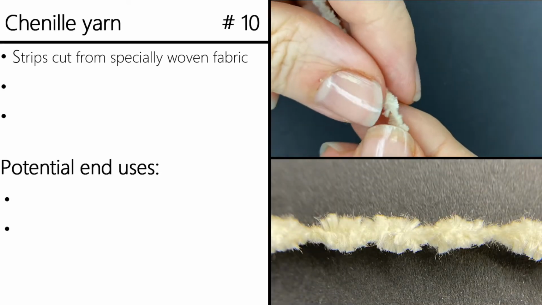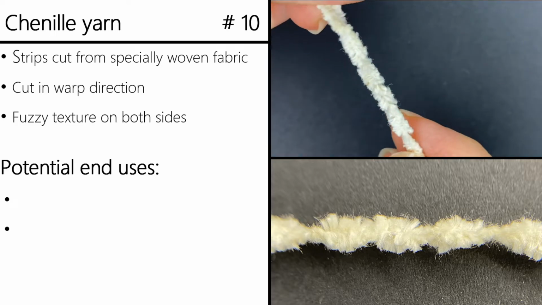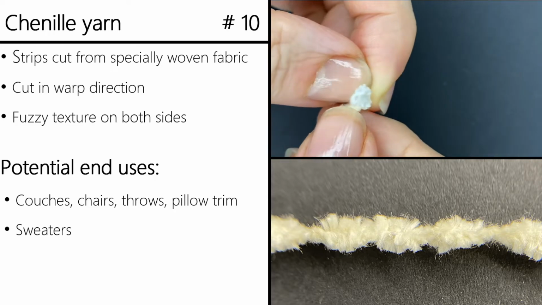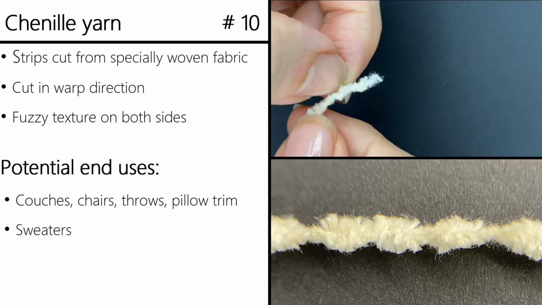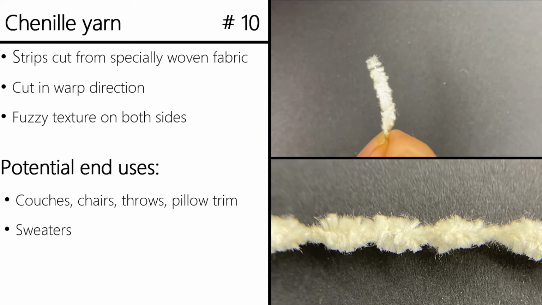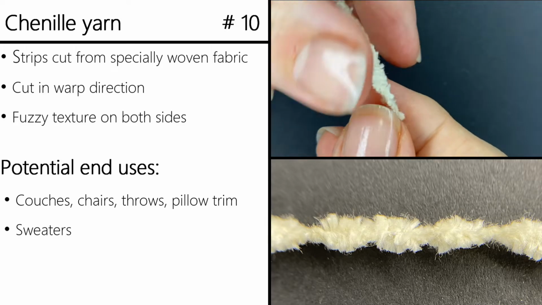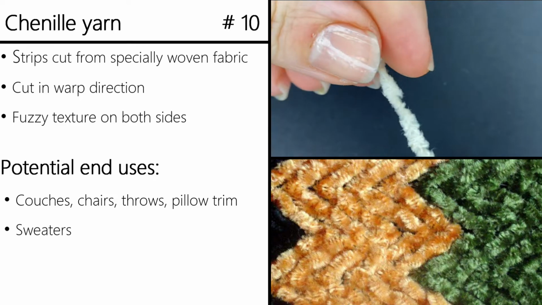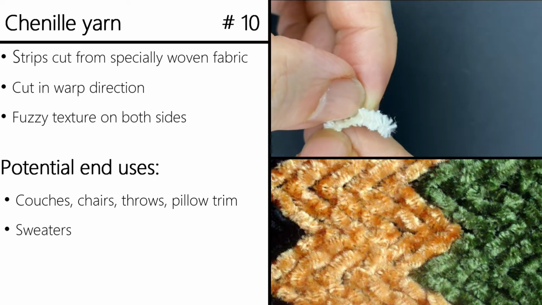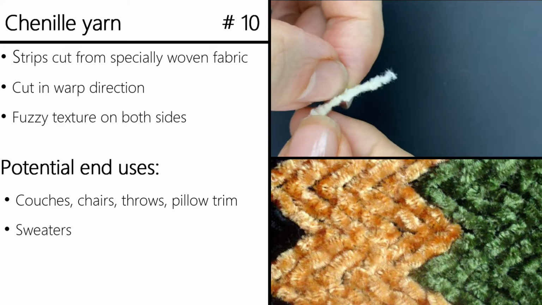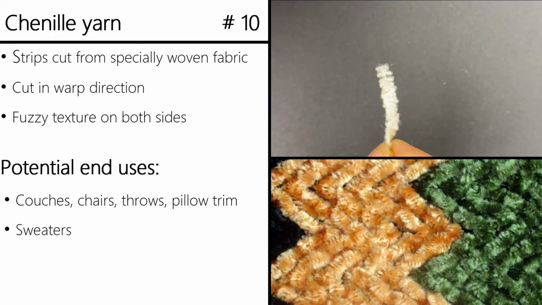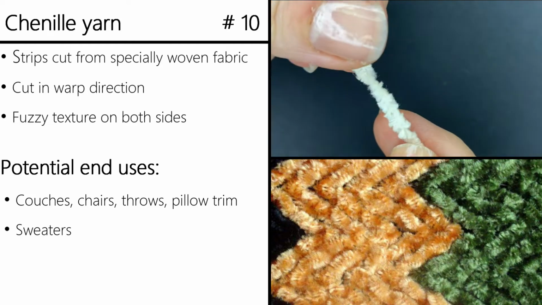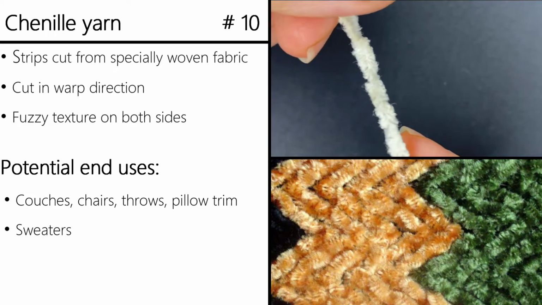Our next yarn is sample 10, the chenille yarn, which is made by cutting specially woven fabric into strips in the warp direction. This yarn is very soft and pleasant to the touch, and when you handle it, you'll notice a fuzzy texture on both sides. It is distinctly different from other novelty yarns, making it one of the easier ones to identify. Chenille yarns are very prevalent in the interior design industry for use in couches, chairs, and accents like throws and pillow trims. It can also be found in apparel for things like sweaters.